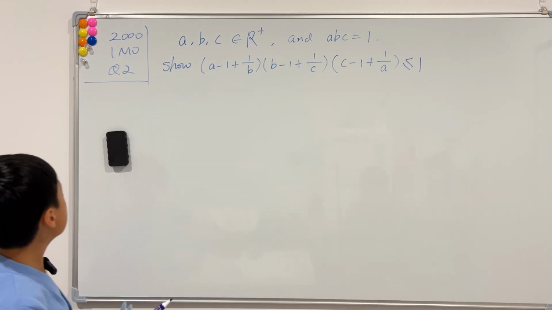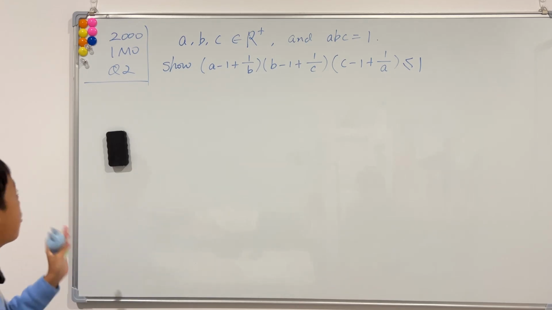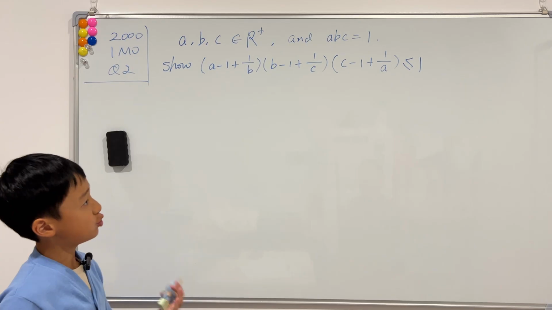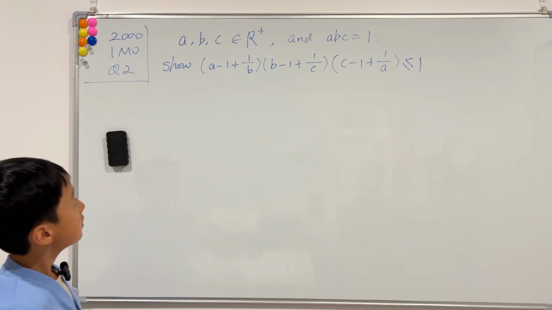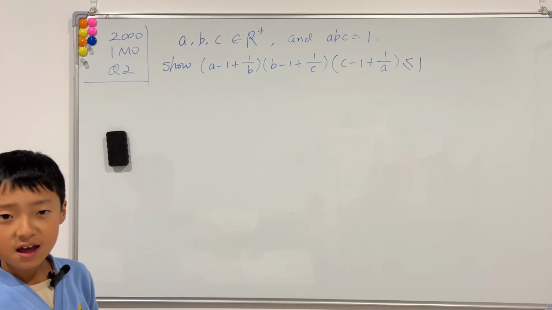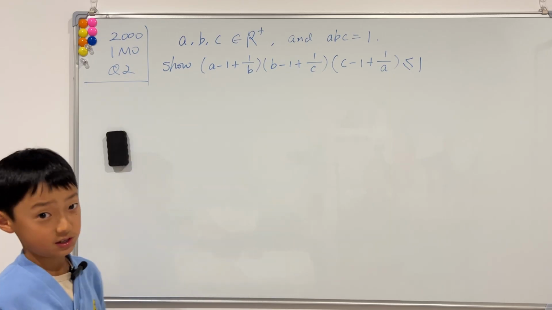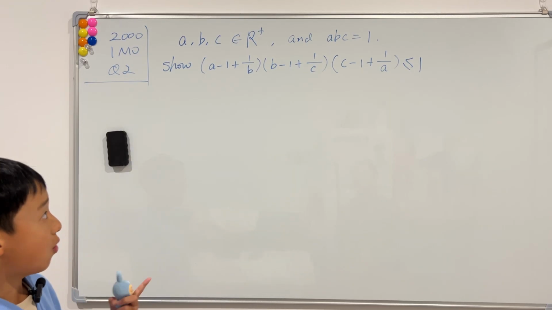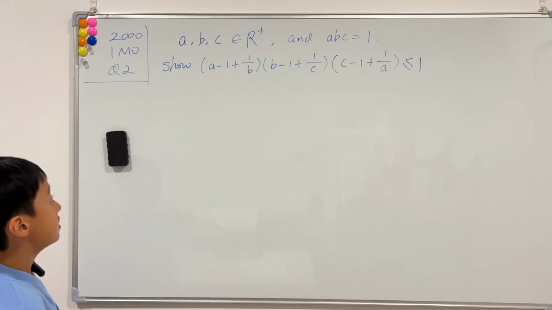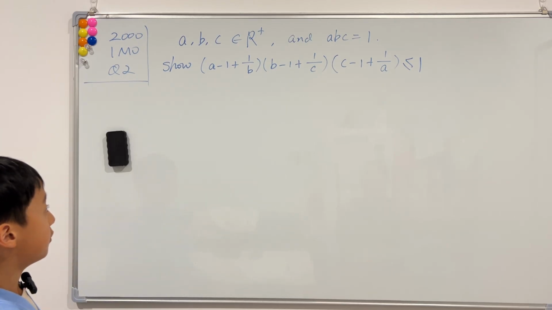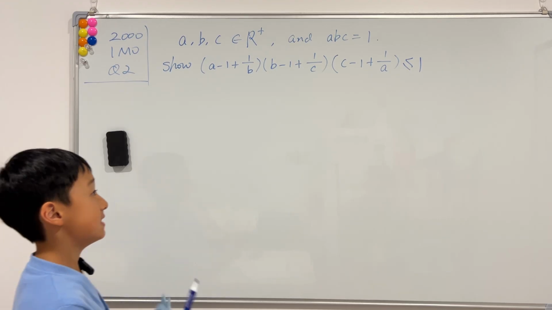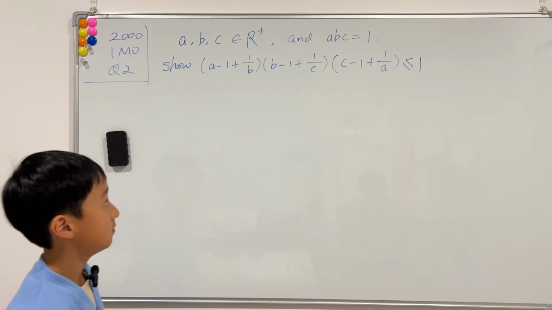And today I have the 2000 IMO question 2 for you guys. And why don't we just get into the question. So, this question says that a, b, and c are positive and a times b times c is equal to 1. Show that (a minus 1 plus 1 over b) times (b minus 1 plus 1 over c) times (c minus 1 plus 1 over a) is less than or equal to 1.